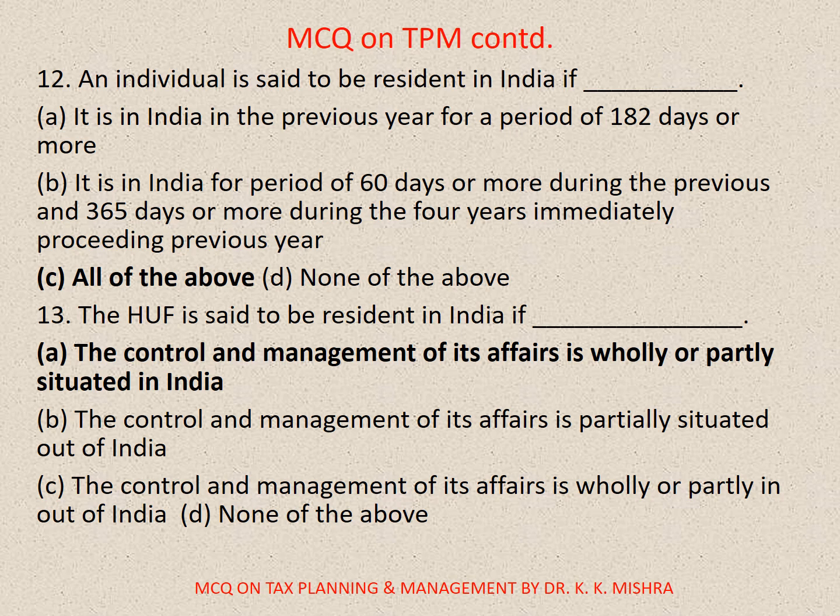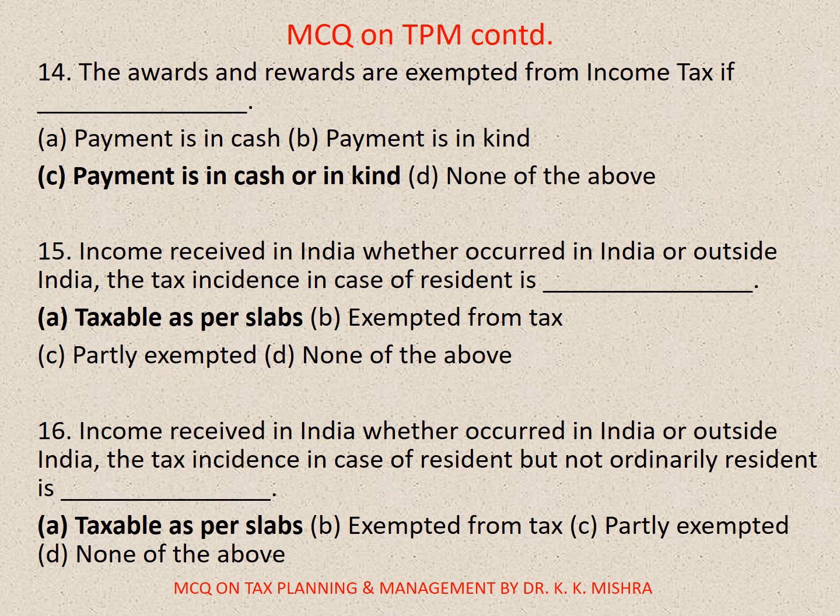D. The control and management of its affairs is wholly or partly out of India. D. None of the above. Correct option is A. The control and management of its affairs is wholly or partly situated in India. 14. The awards and rewards are exempted from income tax if dash.